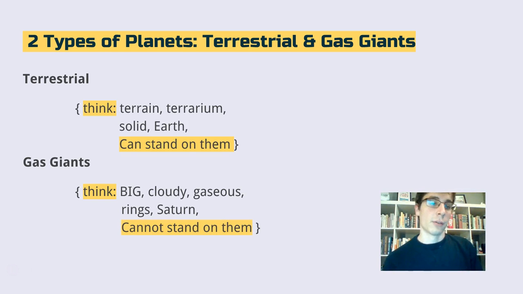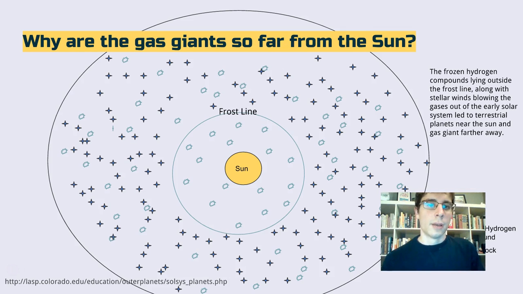And when we hear gas giants, we're going to think something you can't stand on because it's not solid on its surface like the terrestrial planets are. So terrestrial, you can stand on, gas giants, you can't. All right, just to review also from yesterday, we talked about how the planets formed and why the terrestrial planets are so close to the sun. And I just wanted to review that quickly before we move on.